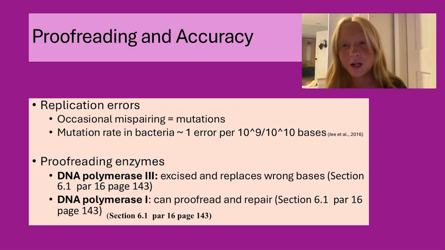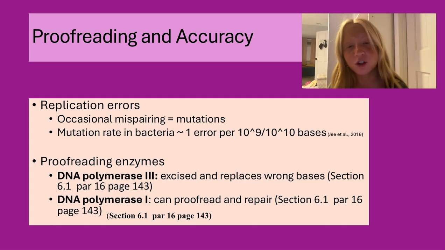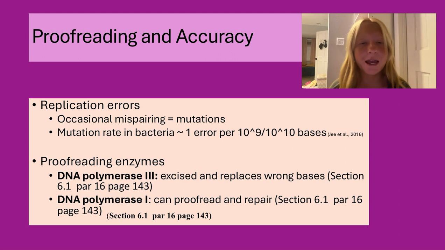So we have two proofreading enzymes. We have DNA polymerase 3, and we've seen that this one already plays a stronger role, and it can take out the wrong base and substitute it with the right base. And then DNA polymerase 1 can also proofread the bases and repair them as well if the DNA is damaged or if they're incorrectly placed.